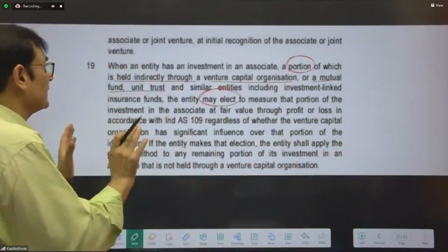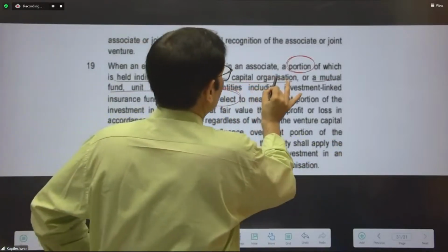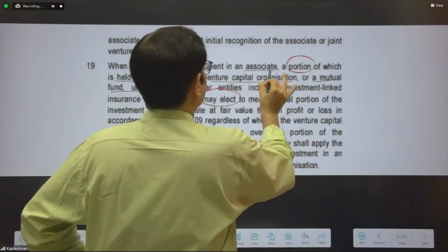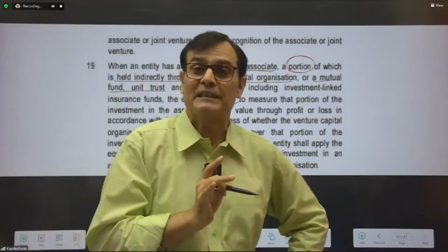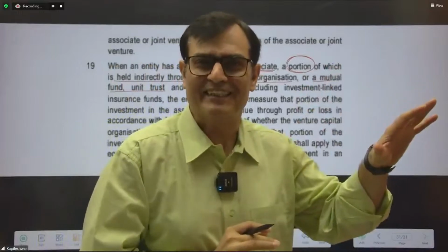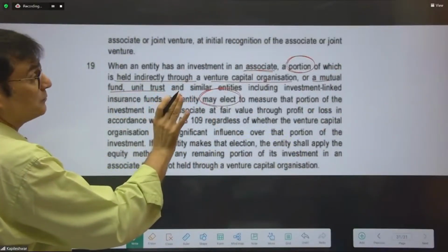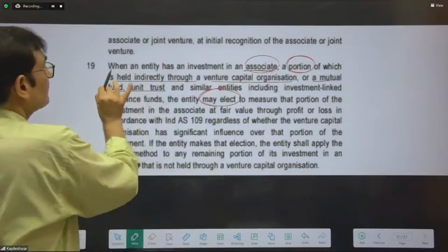Now, para number 19 is telling you when an entity has got investment in an associate, it says a portion, and this is associate, it doesn't talk of joint venture. If you actually look at para number 18, it is talking of a joint venture, but I'll not get into too many technical details. But para number 19 is applicable only to associate, mind you. They don't use the word joint venture in this case.